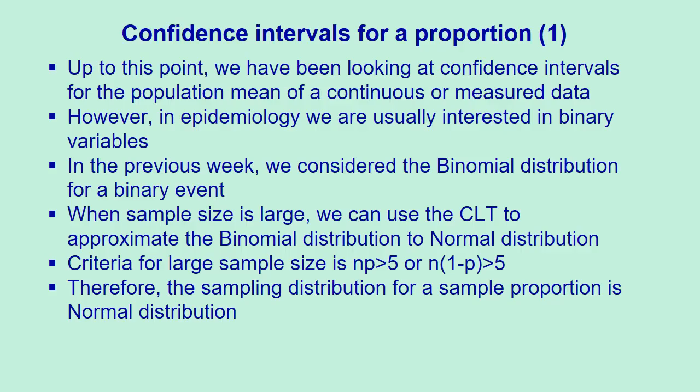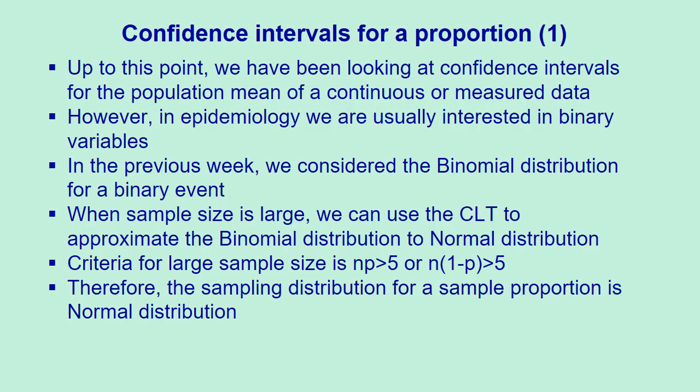So far, we have been calculating confidence intervals for the mean of a continuous variable. However, in epidemiology, we are usually interested in binary variables, such as died, yes or no, disease, yes or no. In this session, we are going to calculate confidence intervals for a population proportion for a binary outcome.